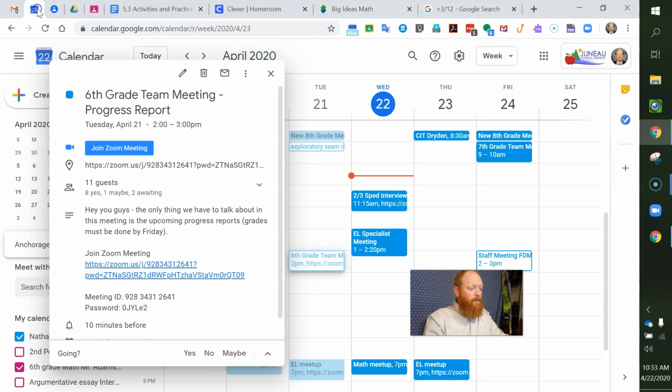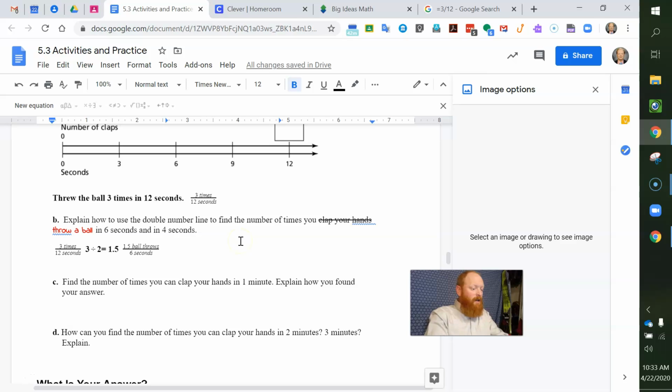All right. So this would be 0.25, so 1/4 of a ball throw. New equation. Ball throws in 1 second.